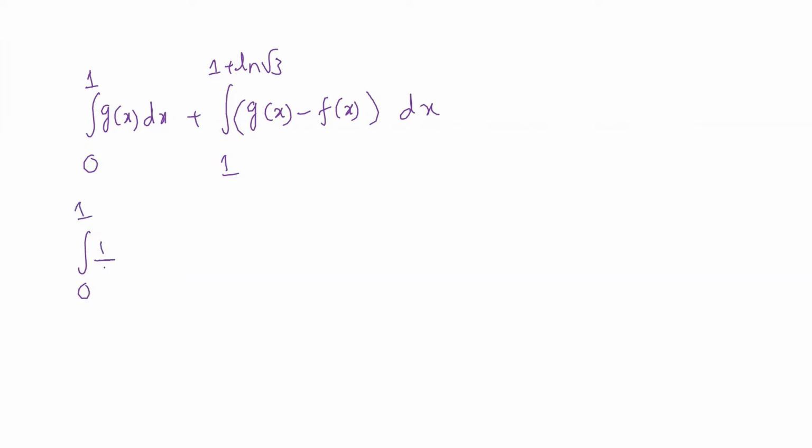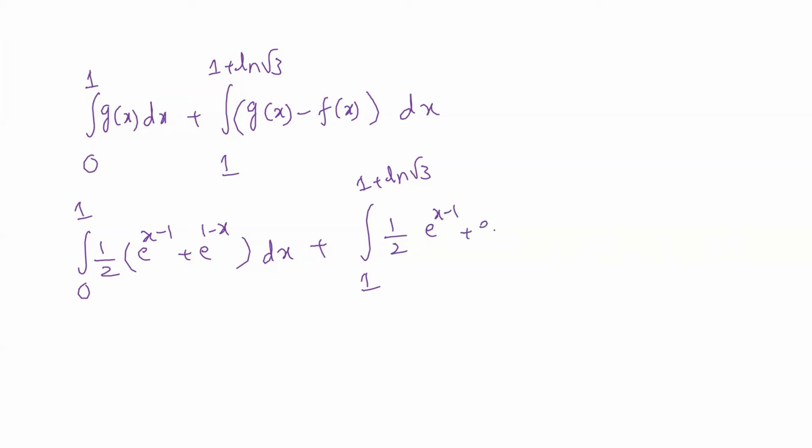And what is g of x? We have half of e raised to x minus 1 plus e raised to 1 minus x dx, and plus from 1 to 1 plus ln root 3. What is g of x and f of x? So g of x in this case, as we are taking x bigger than 1 here, is going to be 1 by 2 e raised to x minus 1 plus e raised to 1 minus x, minus f of x, which should be written as e raised to x minus 1 minus e raised to 1 minus x dx, right? So this is what we are going to get as the required integration here.